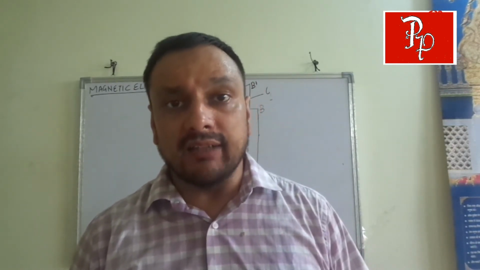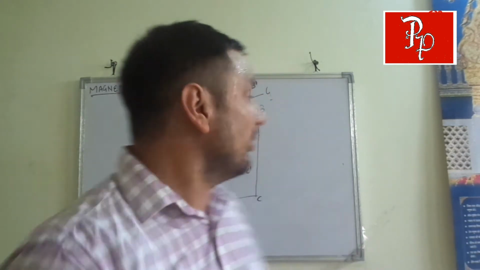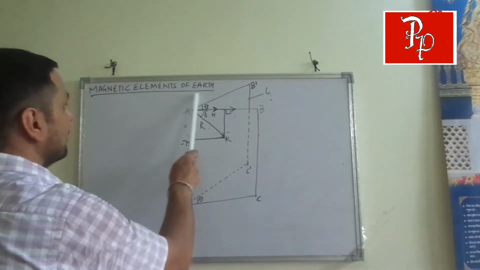हमने पिछले वीडियो में देखा था about geographic meridian, magnetic meridian, अर्थ के magnetic field का क्या cause था, what are basic evidence in that and what are basic theories about that. Now today we'll see what are magnetic elements of earth.